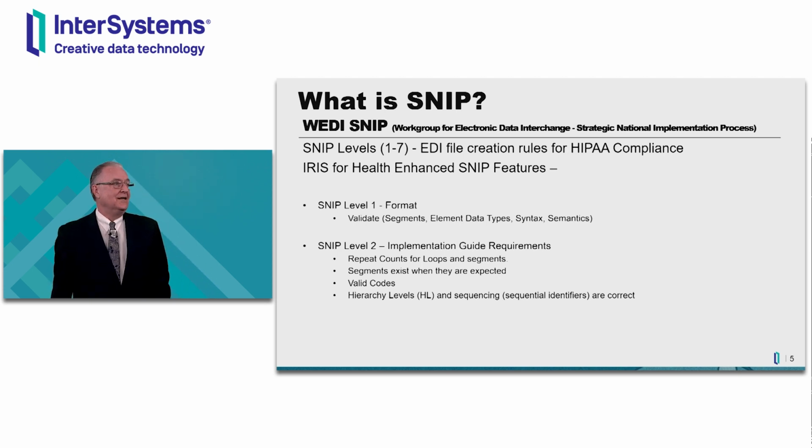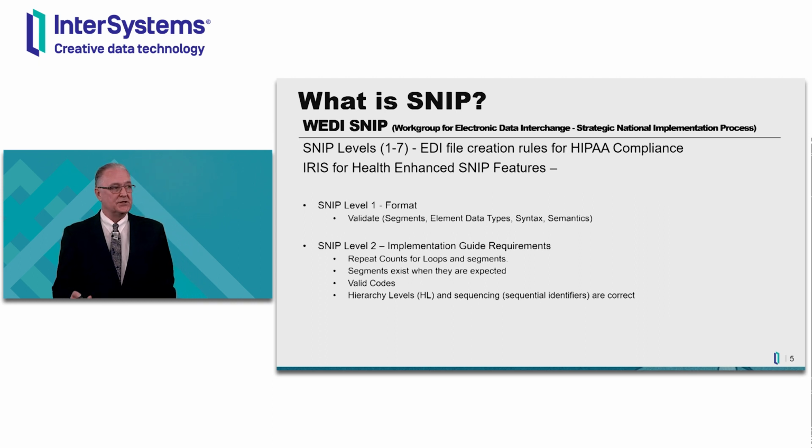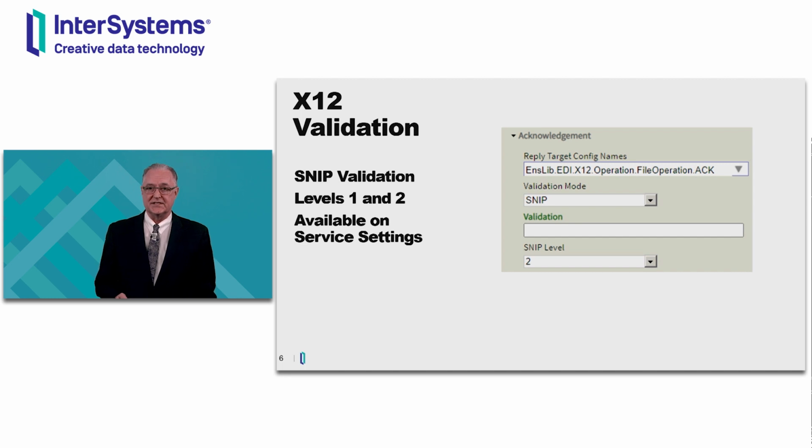What is SNIP? Well, WEDI SNIP is Work Group for Electronic Data Interchange, Strategic National Implementation Process, which is obviously why we use the short term SNIP. These levels include level 1 through 7. IRIS for Health and Health Connect both use the enhanced SNIP features, SNIP level 1, SNIP level 2. SNIP level 1 is format validation, SNIP level 2 implementation guide requirements, including repeat counts, loops, and segments. Segment exists where there's expected to exist, valid codes, as well as hierarchy levels and sequencing.